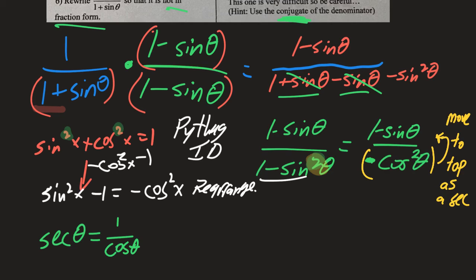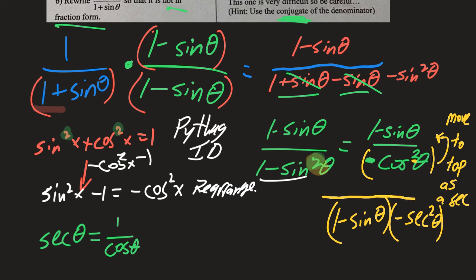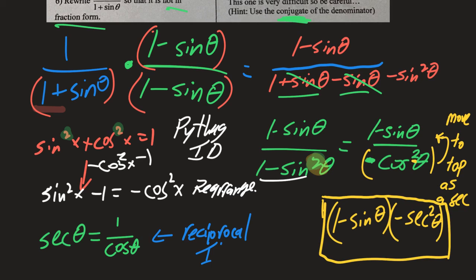All right, so now I've got 1 minus sine theta times negative secant, and I'm going to bring that squared with it, theta. And that is going to be my non-fractional answer right there. You could leave this negative out in the front if you wanted to, but we could also have left it the way it is shown right now. Remember, what did we use? We used this, which is a reciprocal identity.